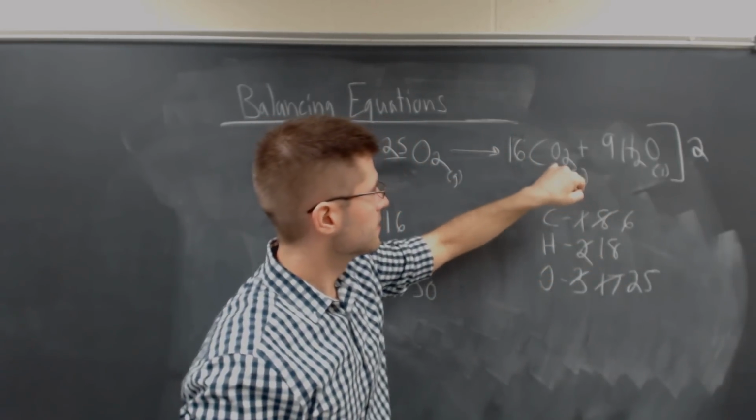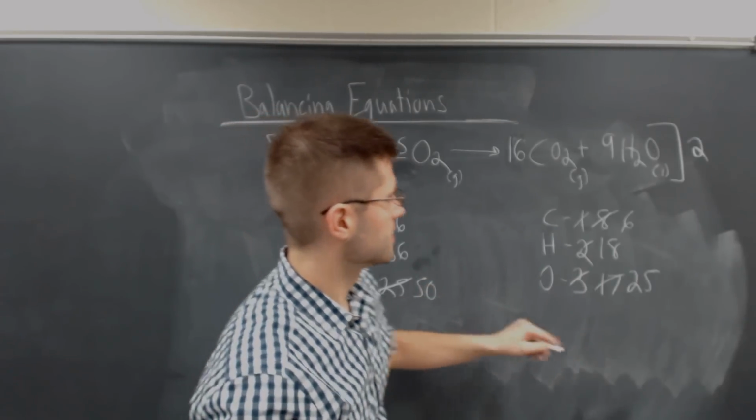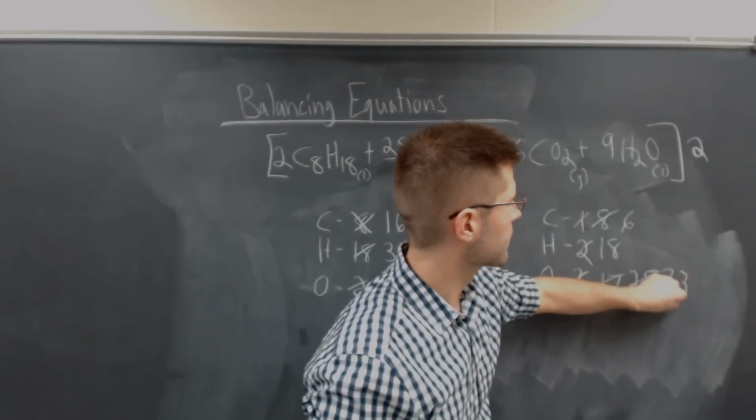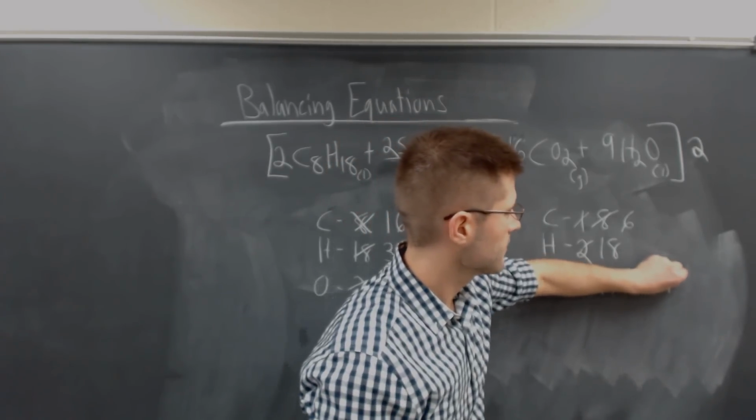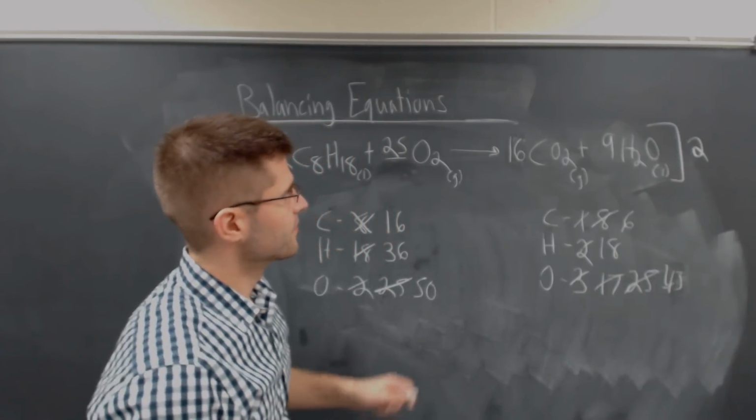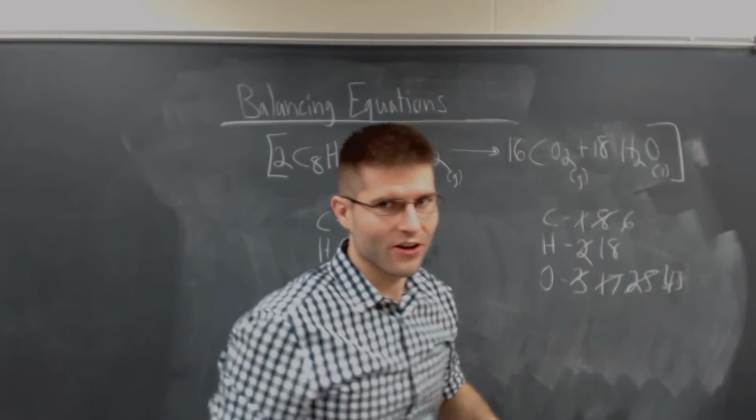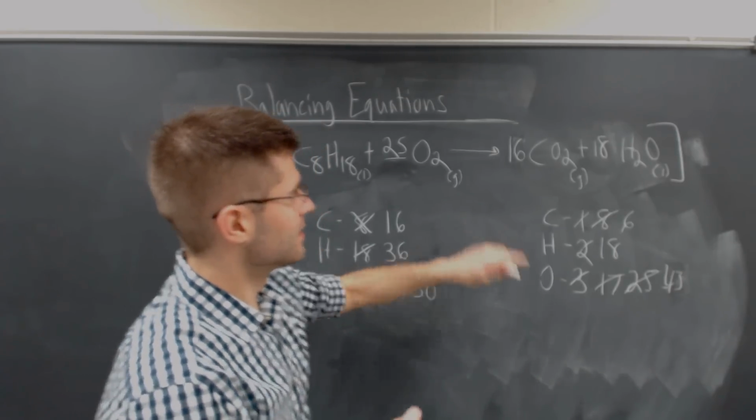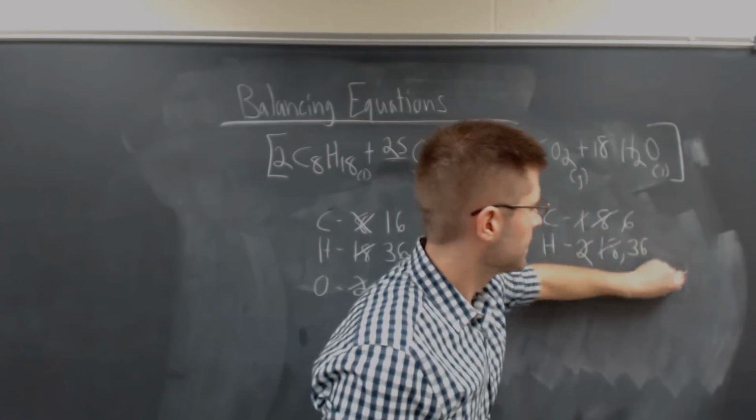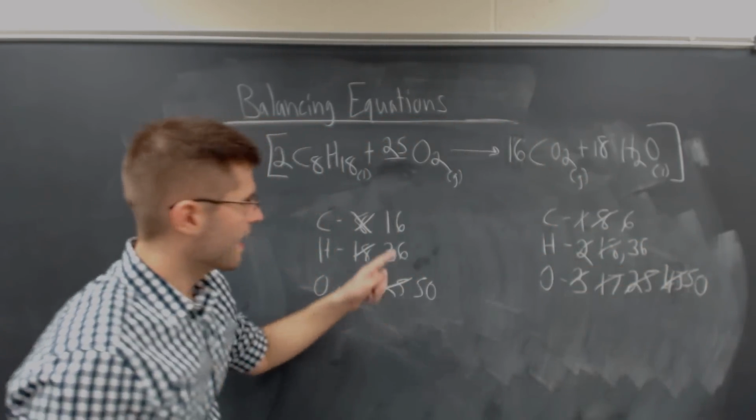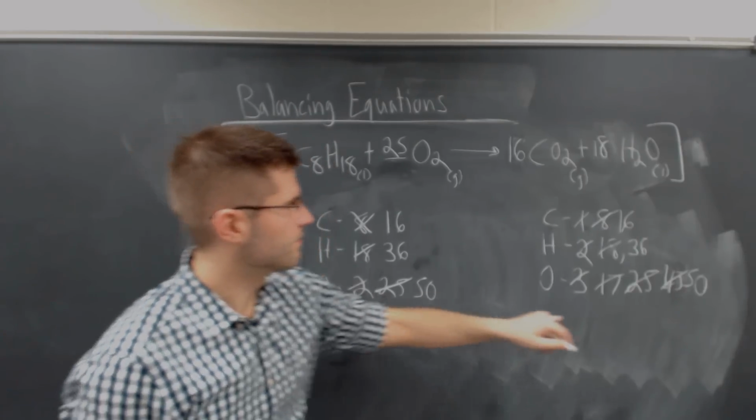I now have 16 carbons plus 24 oxygens plus 9, which is 33. I think I'm doing that. No, 43. I might have made a mistake with my addition there. And the 2 gets distributed there, which is 18. I know at the end that it's all going to add up, so it's not a big deal. So now this is not 18, this is 36. This becomes 50, and we have 16, 16, 36, 36, 50, 50.